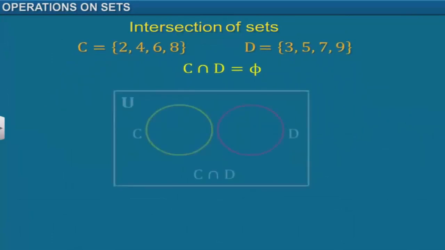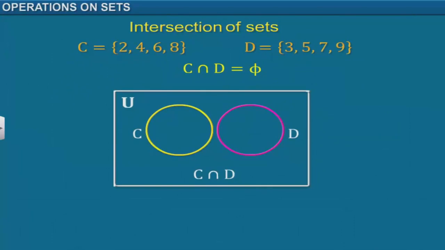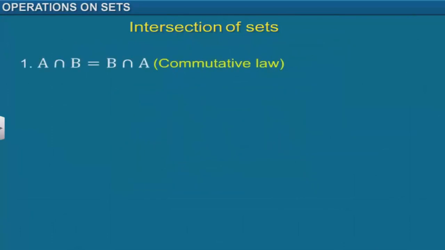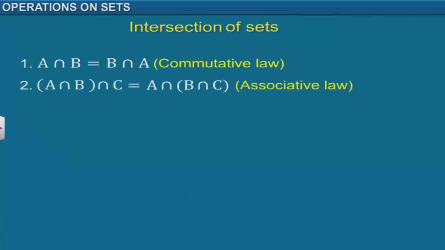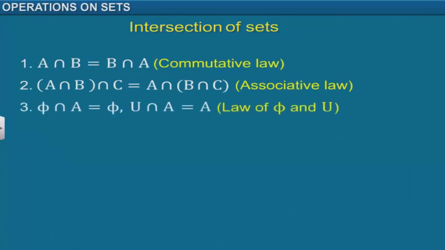Some properties of the intersection of two sets are as follows. The intersection of two sets follows the commutative law. The intersection of three sets follows the associative law. The intersection of a set with a null set results in the null set. The intersection of a set with the universal set results in the set itself. The intersection of a set with itself follows the idempotent law.